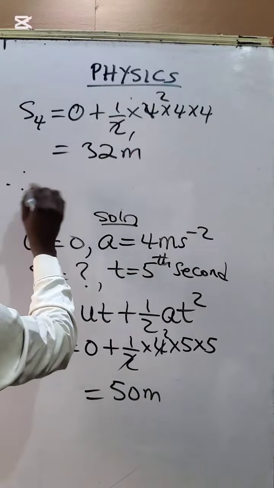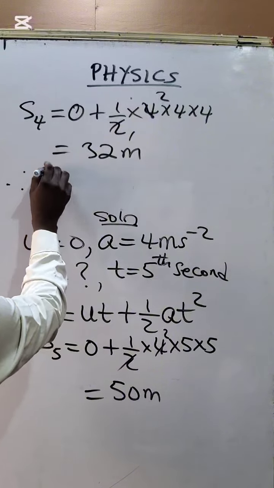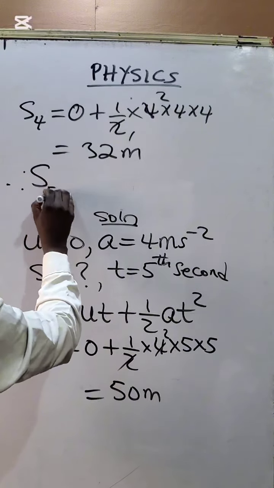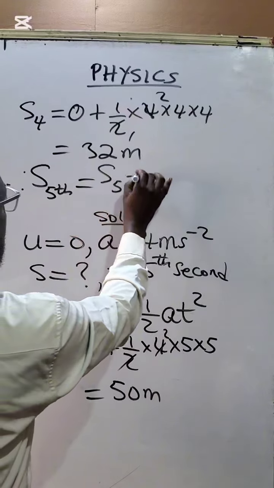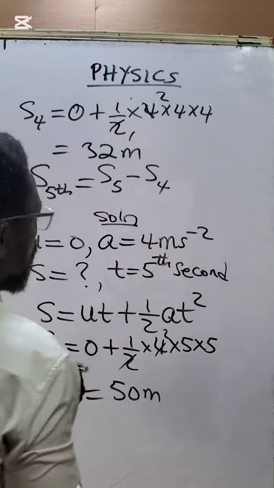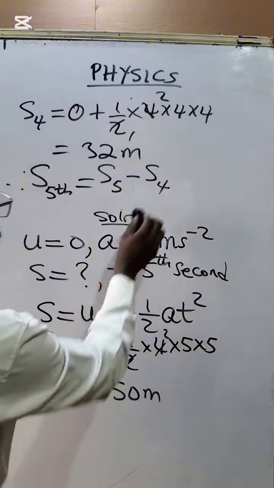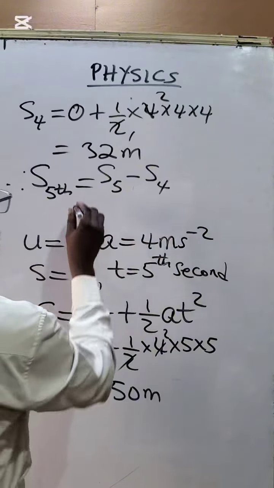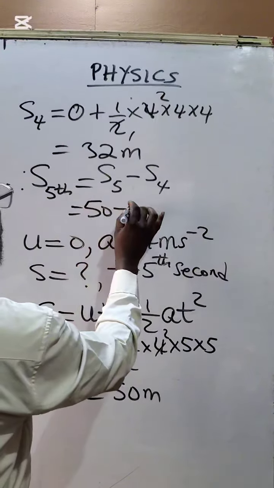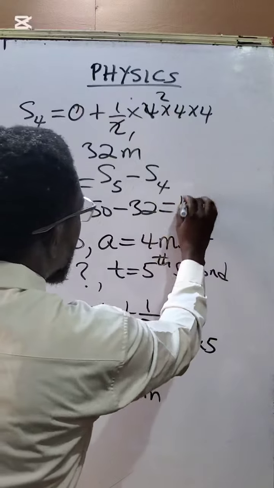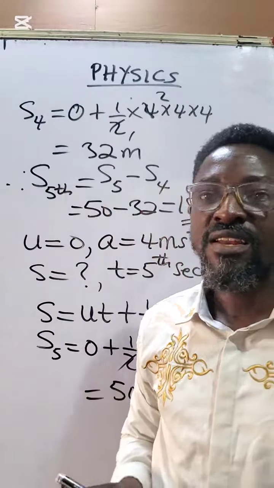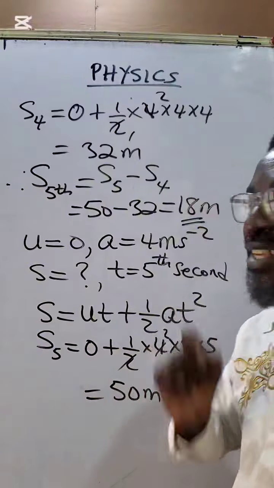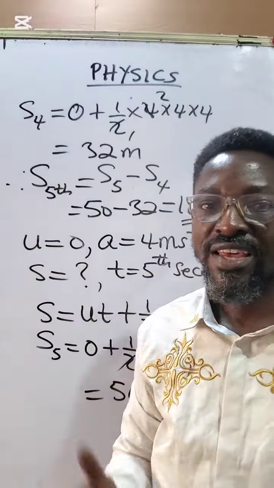Therefore, the distance covered in the 5th second will be the distance covered in 5 seconds minus the distance covered in 4 seconds. That will be 50 minus 32. That will give us 18 meters. That is the answer to that question. That's the distance covered in the 5th second. It's as simple as that.